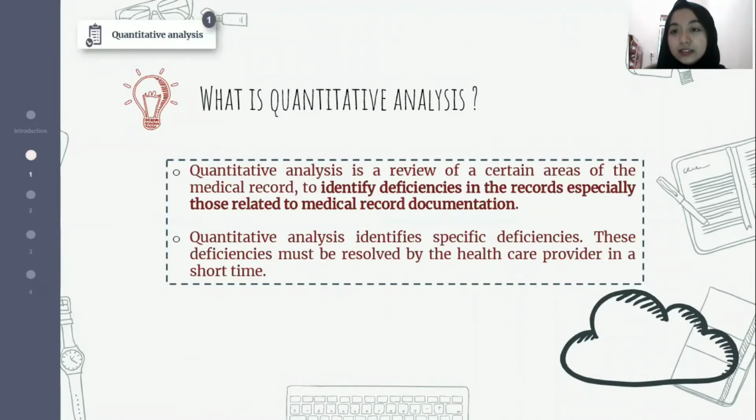What is quantitative analysis? Quantitative analysis is the review of certain areas of the medical record to identify deficiencies in the records, especially those related to medical record documentation. Quantitative analysis identifies specific deficiencies. These deficiencies must be resolved by the healthcare provider in a short time.